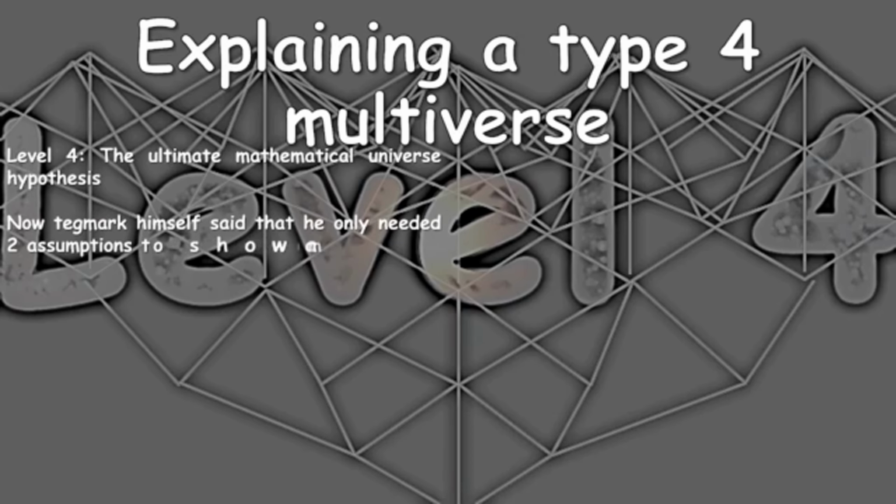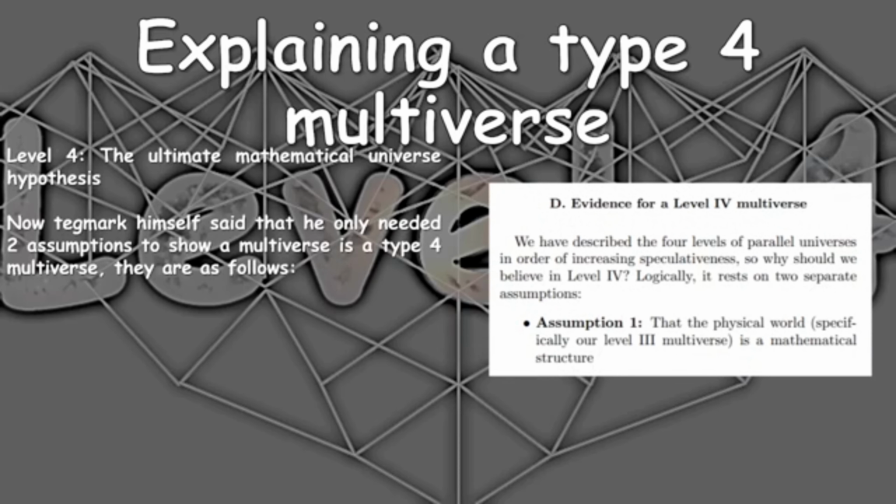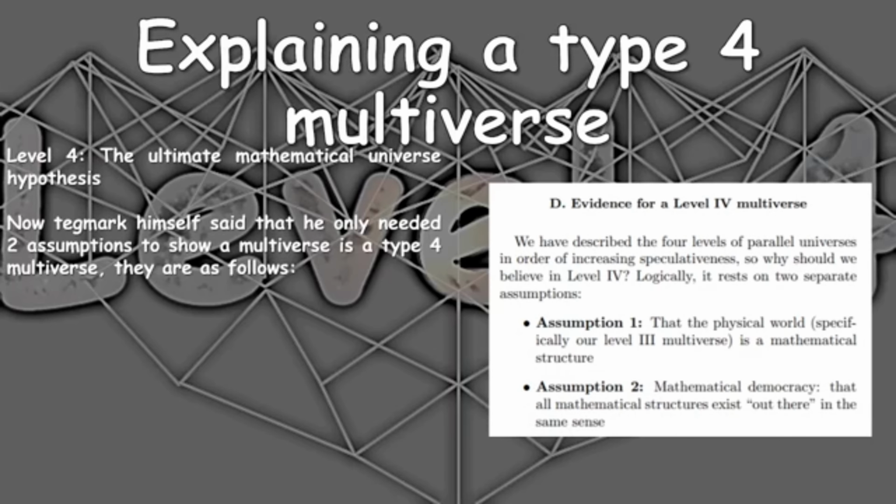Now, Tegmark himself said that there only needs to be 2 assumptions to show a type 4 multiverse. They are as follows. This will be read out, as always. Assumption 1, that the physical world, specifically our level 3 multiverse, is a mathematical structure. And now the second assumption. Assumption 2, mathematical democracy, that all mathematical structures exist out there in the same sense.